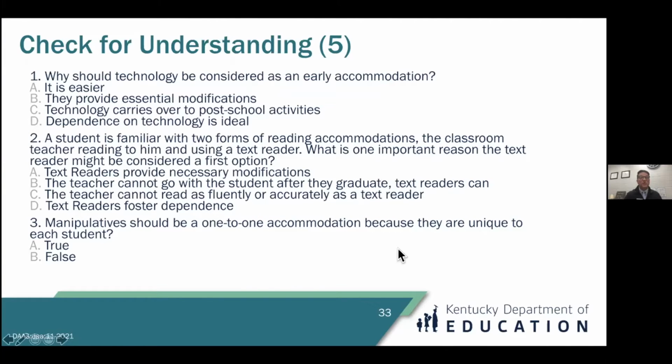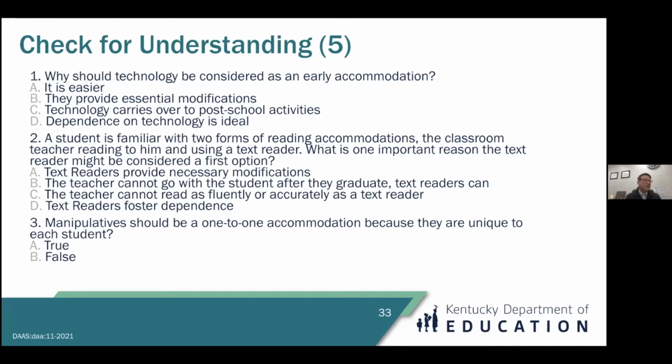Number two, a student is familiar with two forms of reading accommodations: the classroom teacher reading to him or using a text reader. What is one important reason the text reader might be considered as a first option? Is it A, text readers provide necessary modifications? B, the teacher cannot go with the student after they graduate, text readers can. C, the teacher cannot read as fluently or accurately as a text reader, or D, text readers foster independence?